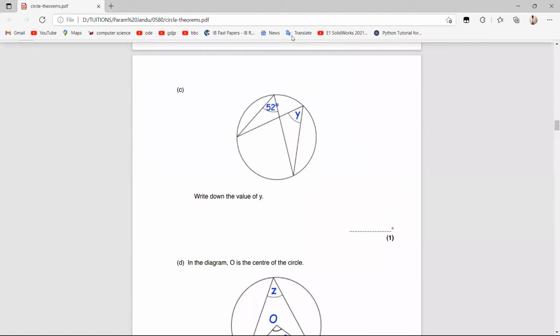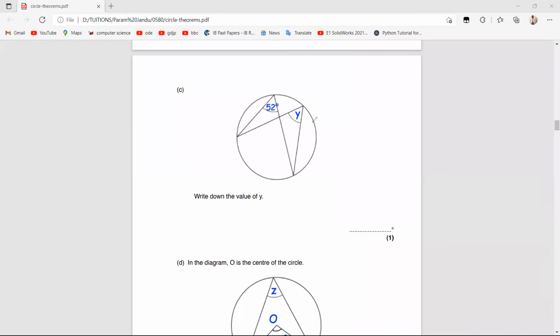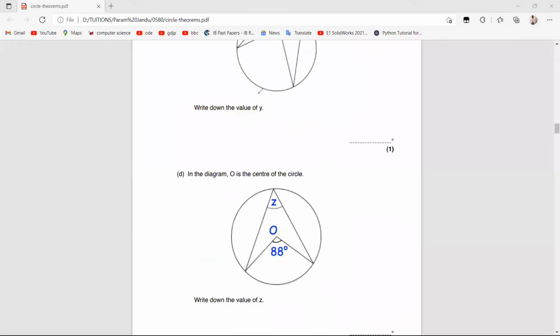Angle Y. We all know angle 52 and Y are in the same segment. So 52 and Y is the same. So angle Y is same 52 degrees. Okay, sorry about that. Let me just clear the drawing.